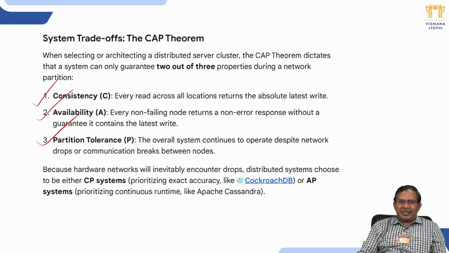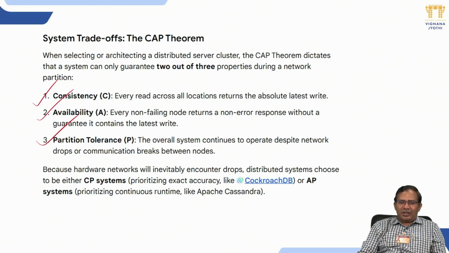Consistency states that every read across all locations returns the absolute latest write. That's consistency. Every node can see the latest write. Availability: every non-failing node returns a non-error response without a guarantee that it contains the latest write. So it is responding with non-error data. Then partition tolerance: the overall system continues to operate though the network drops or communication breaks between nodes.